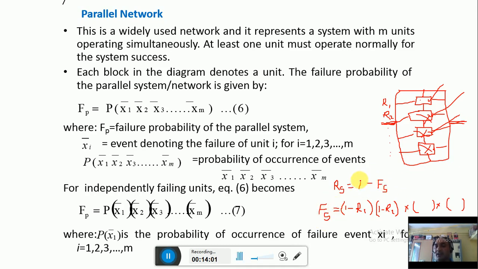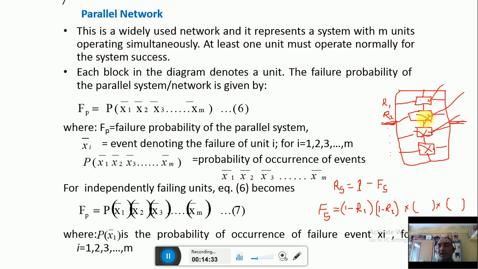Now, can you imagine, if the components are connected in parallel, the system reliability is going to increase, right? Because even if one is working and all others have failed, the system is working. If two are working, no problem, it is working. So there is always a higher probability that the system is working. If you put the components in parallel, the system reliability always increases.